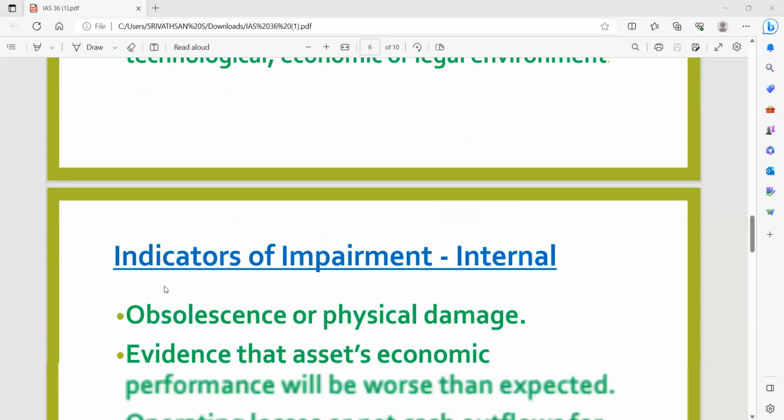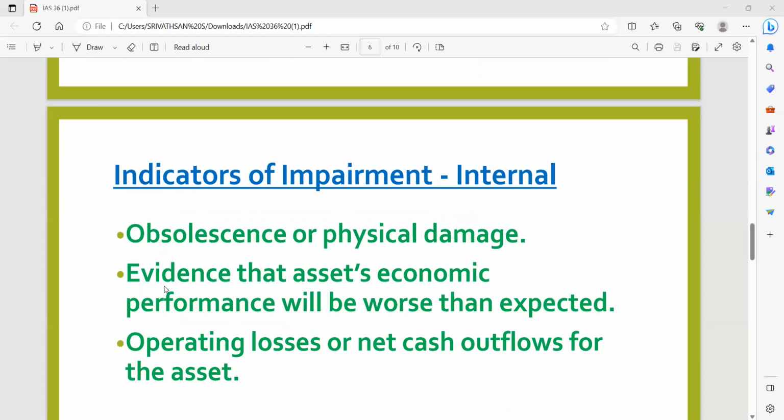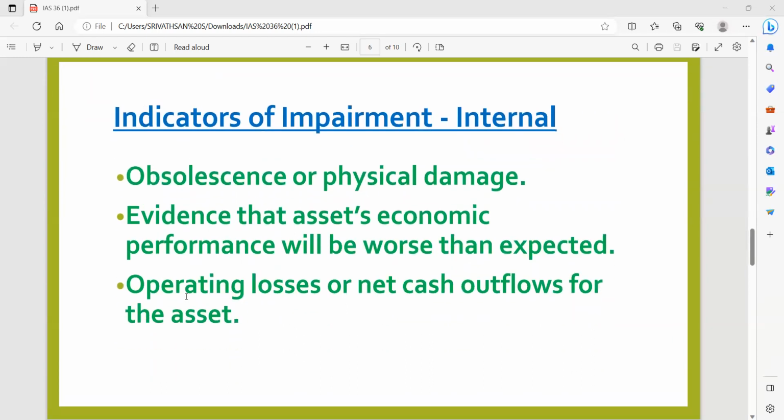Now let us look at the internal indicators of impairment. So obsolescence or physical damage. Due to the continuous use, the asset might be impaired, or it could also be due to some physical damage in the asset.